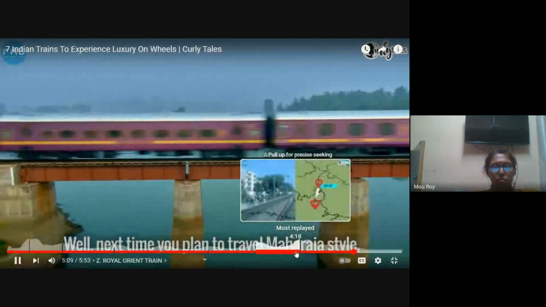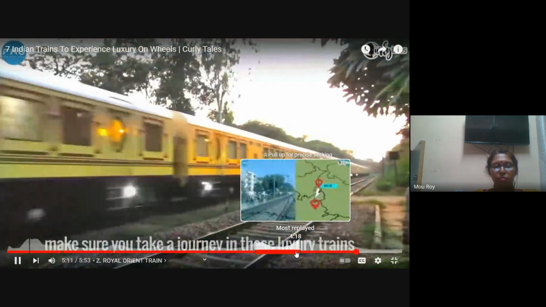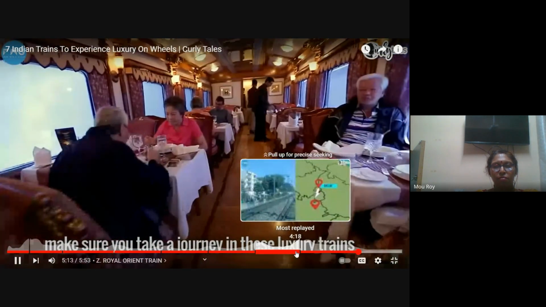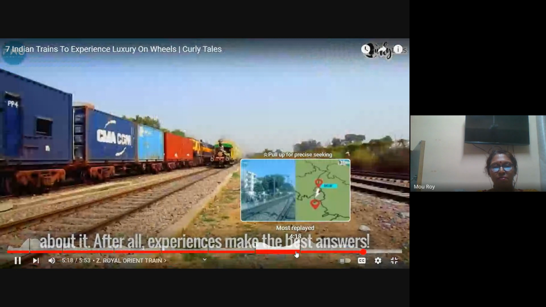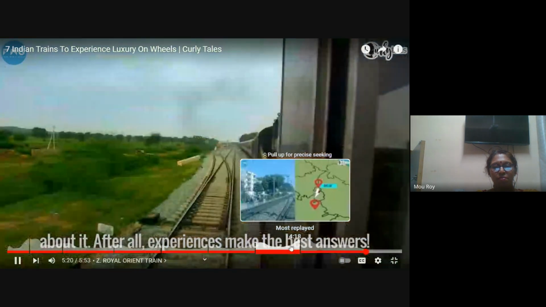Well, next time you plan to travel Maharaja style, make sure you take a journey in these luxury trains of India to first-hand experience what's so surreal about it. After all, experiences make the best answers.